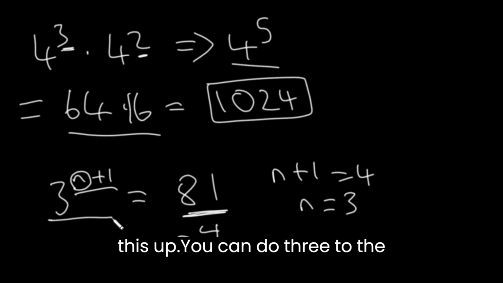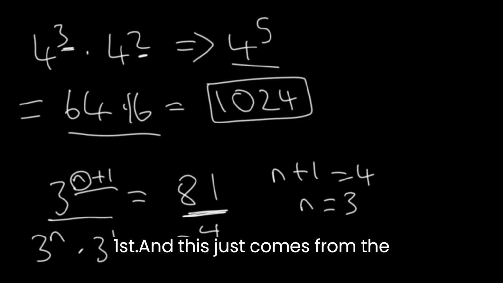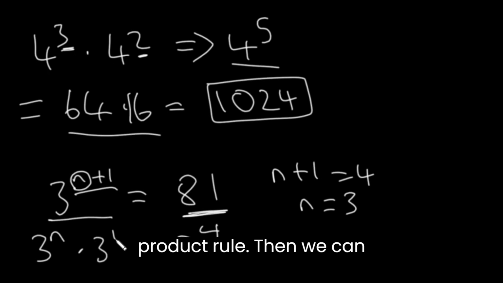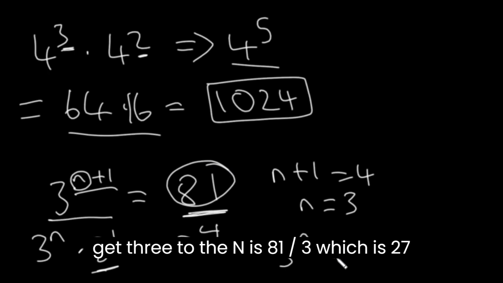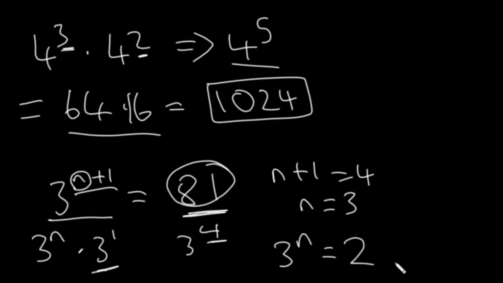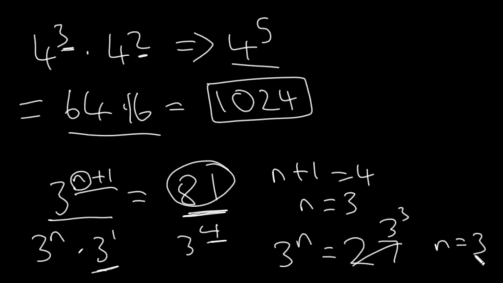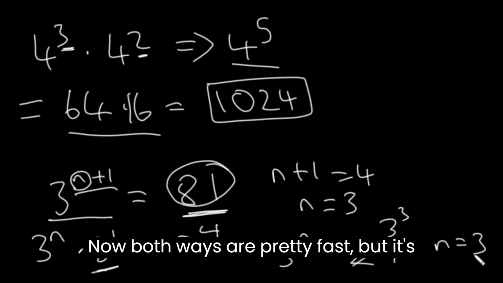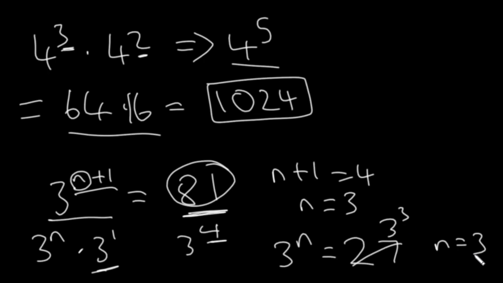Instead, you can split this up. You can do 3 to the n times 3 to the 1st. And this just comes from the product rule. Then we can divide this by the 3, so we'll get 3 to the n is 81 divided by 3, which is 27. And then this is just 3 cubed, and n is equal to 3. Now, both ways are pretty fast, but it's important to know both.